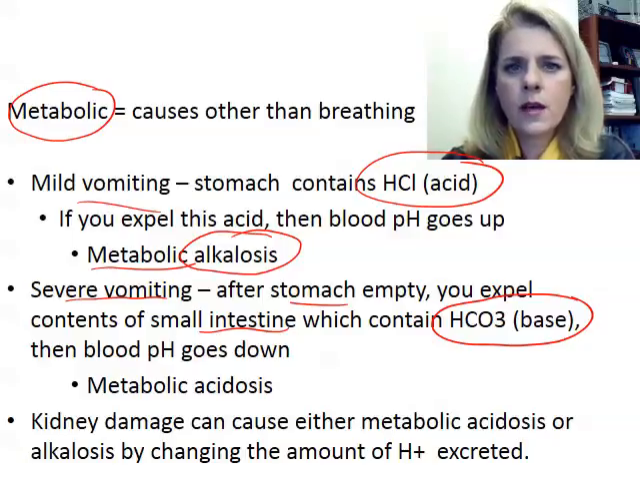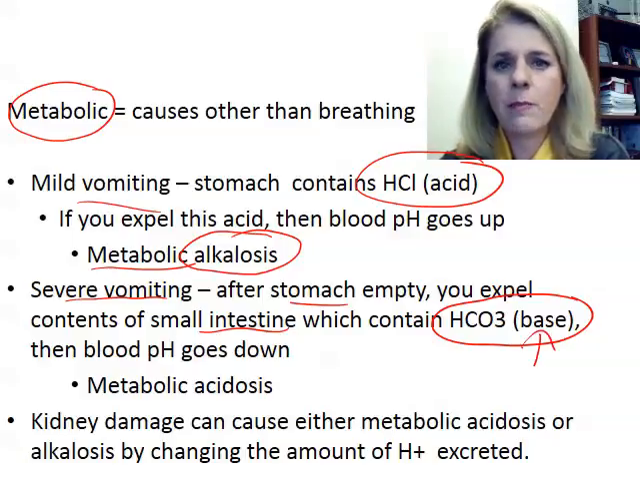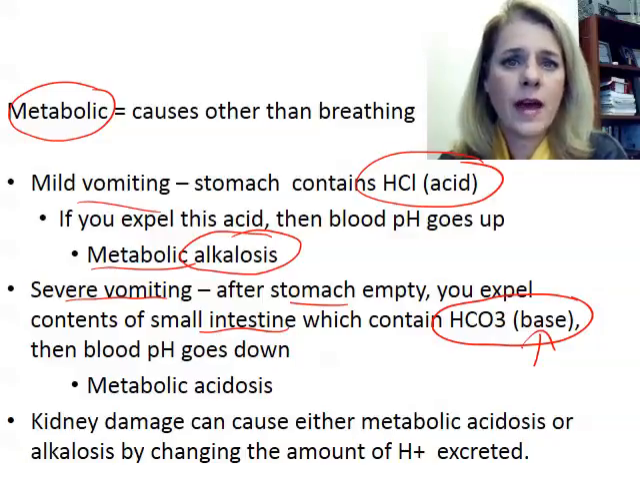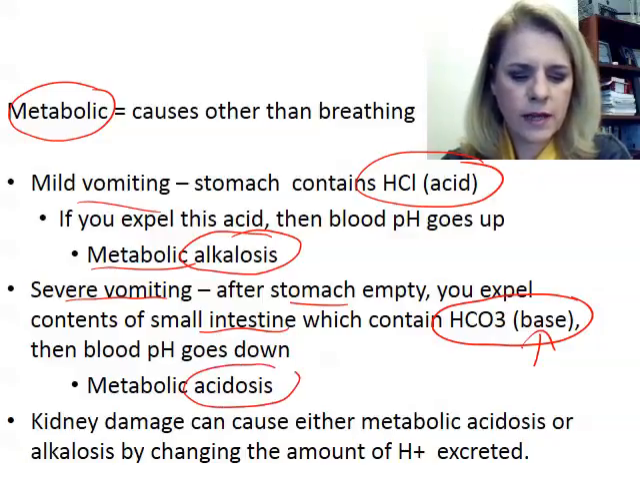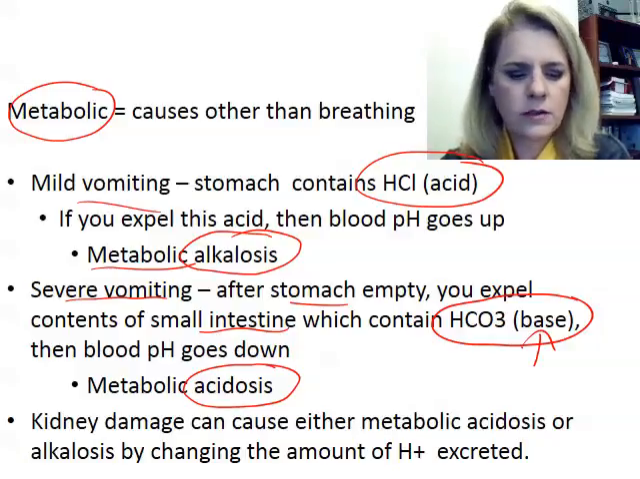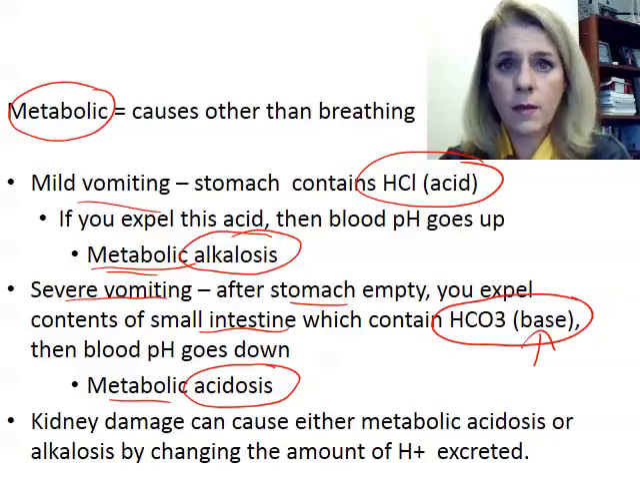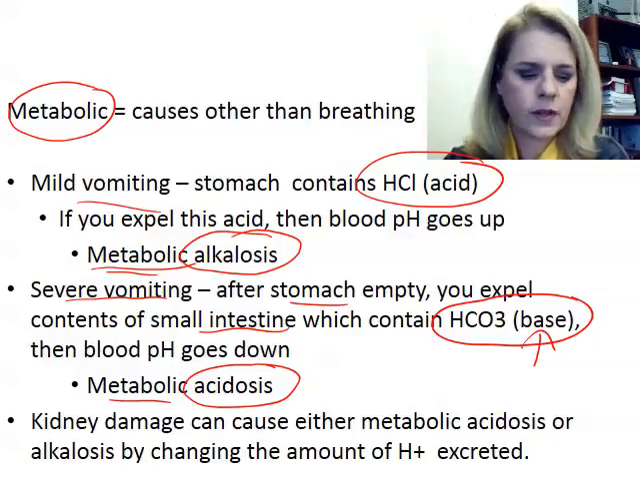Well, if you're throwing up a lot and you're starting to pull things out of your small intestine, you're going to start getting rid of that base. And if you're getting rid of that base, that causes your blood pH to go down, or become more acidotic. So mild vomiting causes metabolic alkalosis. Severe vomiting causes metabolic acidosis.